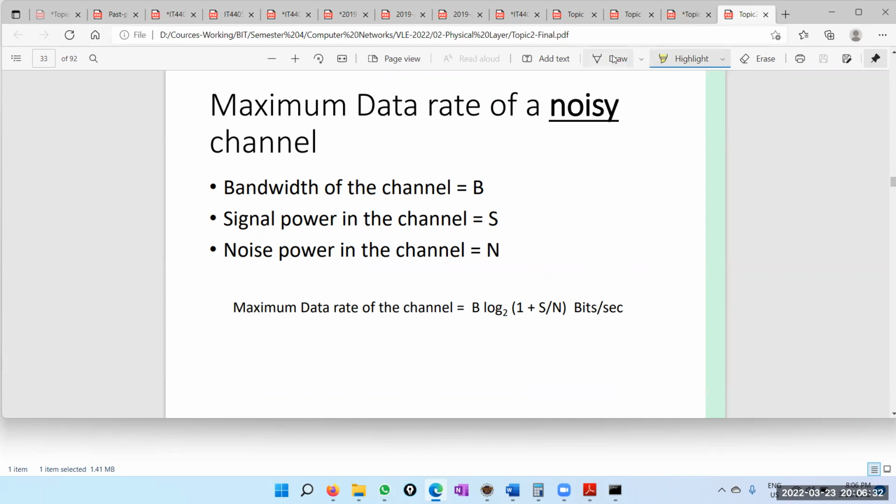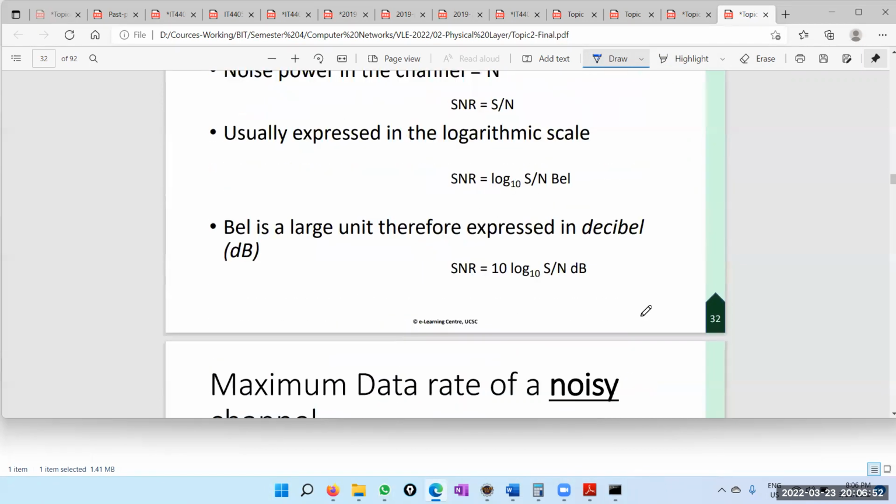Right? So if it is just your signal to noise ratio, not in decibel values, you have to say B log 2 (1 plus signal to noise ratio), this SNR. And what you get is bit rate, bits per second. In both the cases, what you get is bits per second.